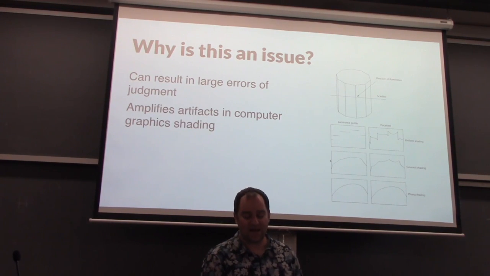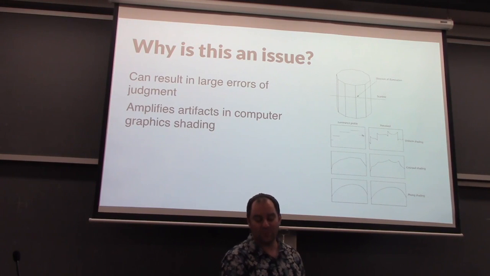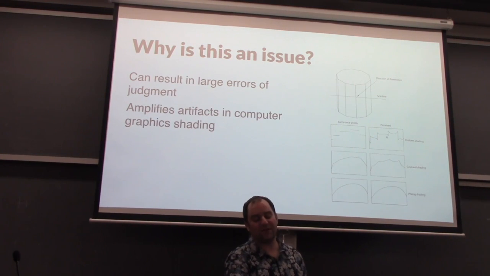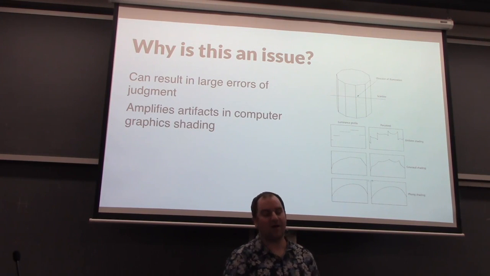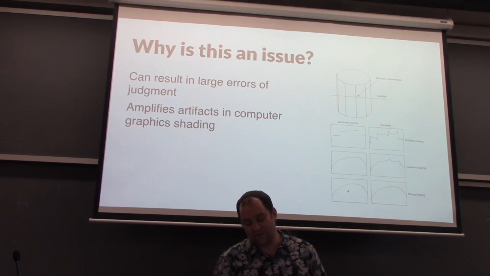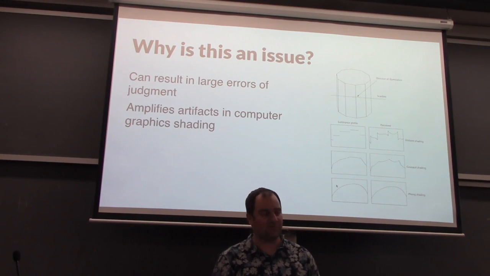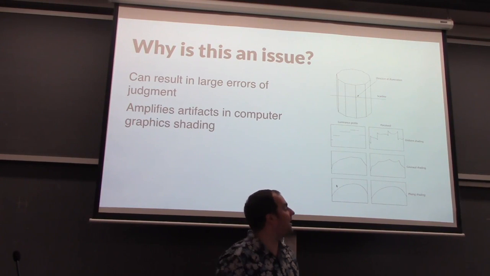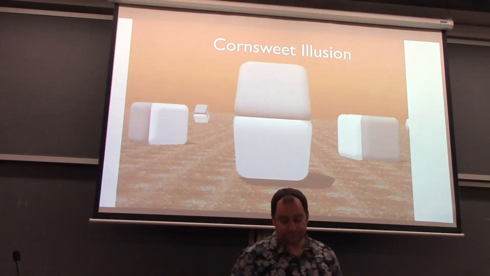And if we had just flat shading, uniform shading, then we would get these increased effects around the edges here. If we did Gouraud shading, which is better, we still get these effects because it's not continuous. And if we use Phong shading, which was actually developed here in Utah, then we have this continuous perceived profile as well. So these Chevreul illusions amplify artifacts in computer graphics shading.